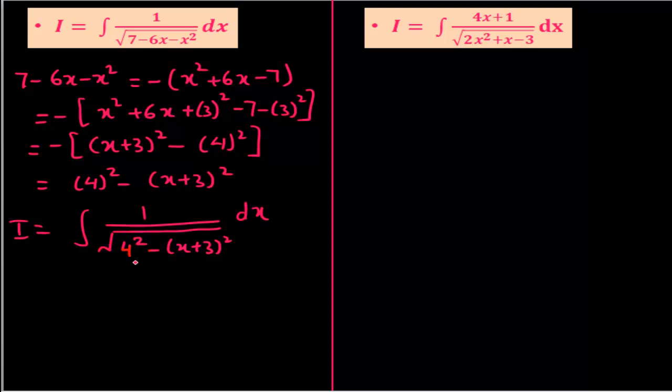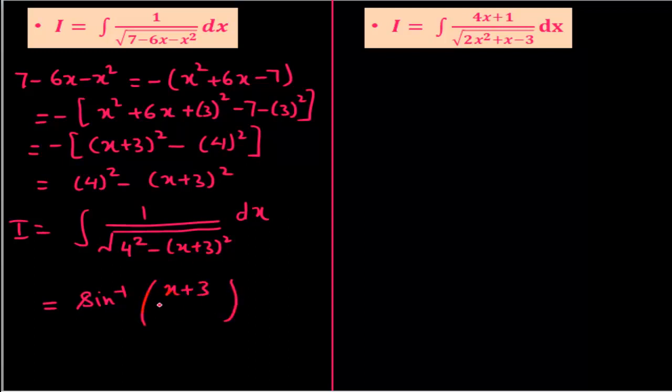Again check the results. You will see it is of the form integral of 1 over square root of a square minus x square. So if you check the result, you will see its integral is sine inverse x over a. So what do we have in place of x here?